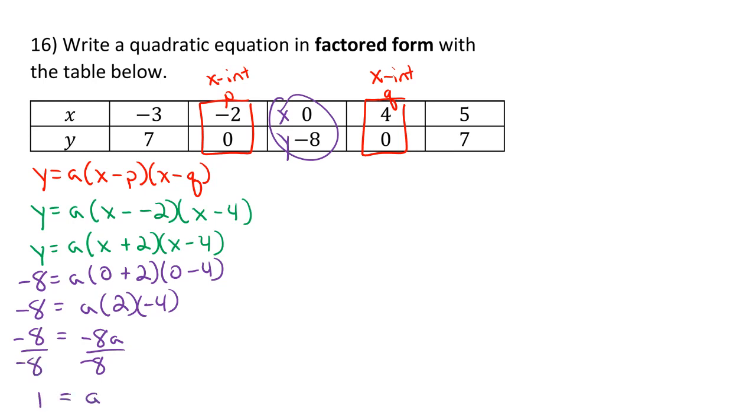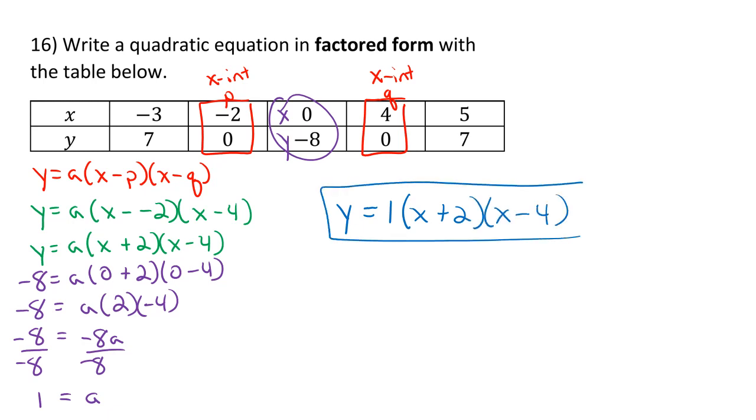Now that I know what a is, I can actually write the equation. Y equals 1, parentheses, x plus 2, x minus 4. And now I've written the equation in factored form. Remember, you need to memorize your forms.